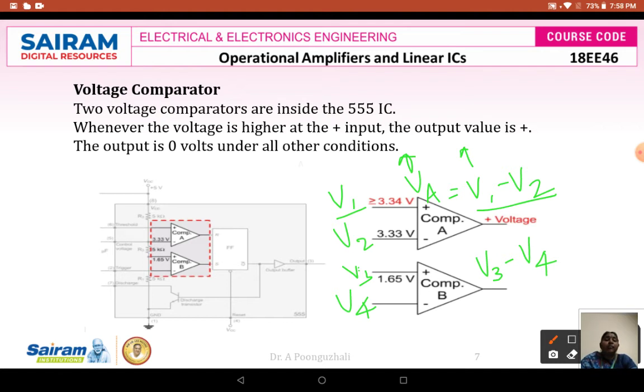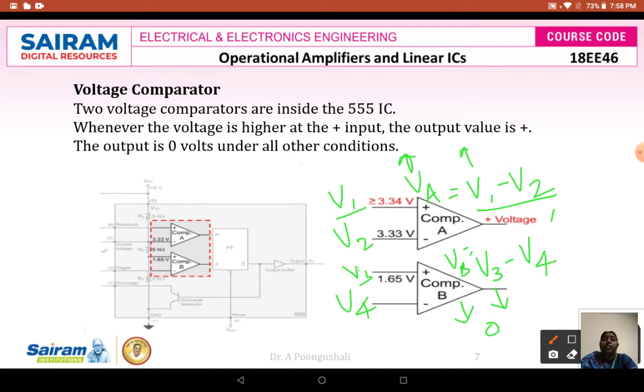In this case, if my V3 is going to be low, then automatically my VB is going to be low there. If my V3 is a lower voltage, then automatically my VB voltage will also be 0. That means it will be 0 here, this will be 1 here. Okay. So here we are going to use two voltage comparators inside the 555 IC timer.